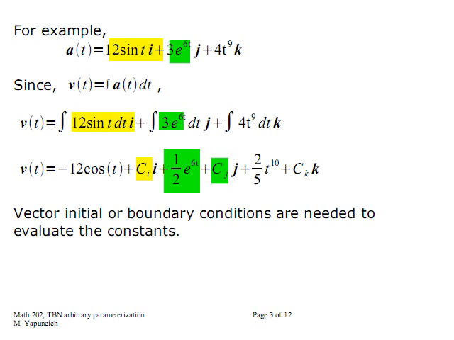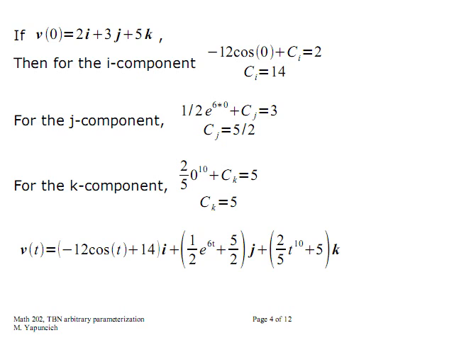To evaluate those constants of integration, we need a value for the velocity at some time. Typically, it's given at the initial time, so we would have v at time 0. So continuing the same example, say we have an initial value of velocity. Remember, initial is always the value when t is 0. Now let's say it's 2 in the i direction plus 3j plus 5k.